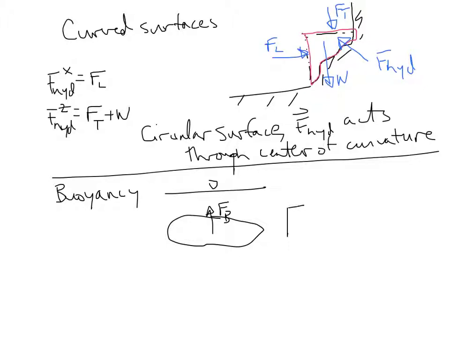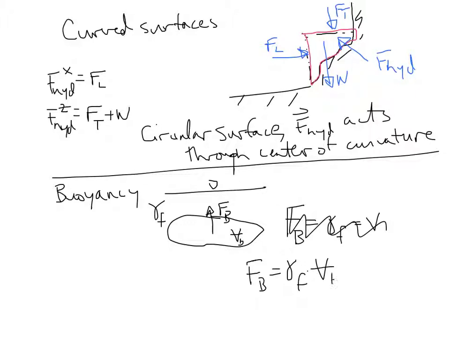But basically, the buoyancy force is equal to the specific weight of the fluid, I'll just call that gamma F to be clear, times the volume of the object. Okay, let me just write that again. The force of buoyancy is equal to gamma F times the displaced volume of fluid.